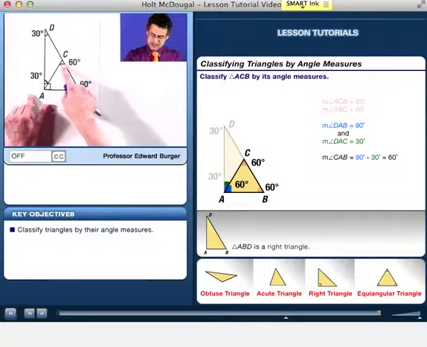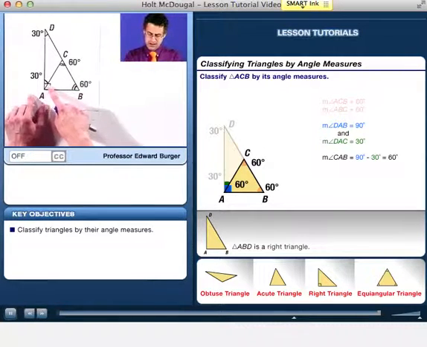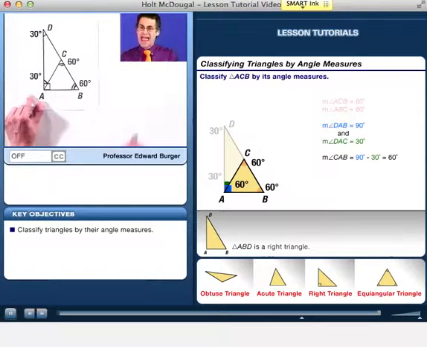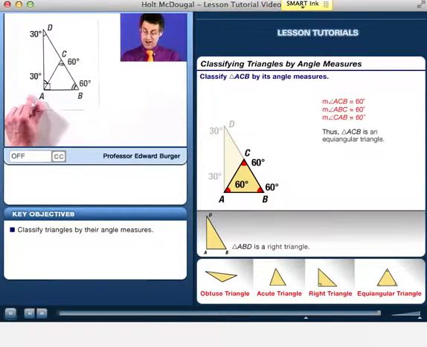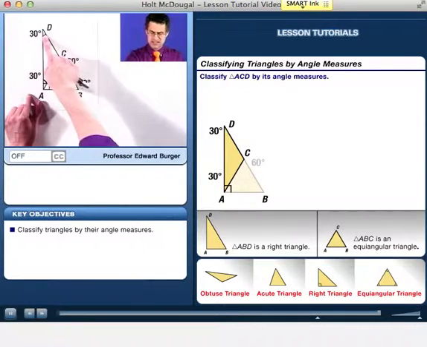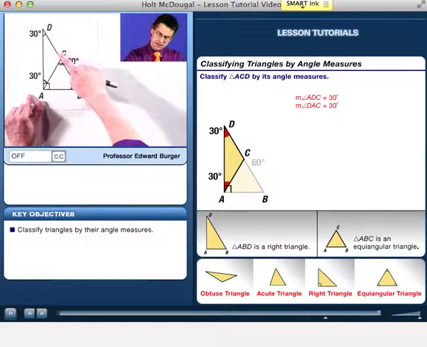We've got a 60-degree angle here, a 60-degree angle here, a 60-degree angle here. Triangle ACB is an equiangular triangle. Very, very nice. Now, what about the only triangle left over, triangle ACD? Well, I see this is 30 degrees, and this is 30 degrees in measure. And what is the measure of ACD?